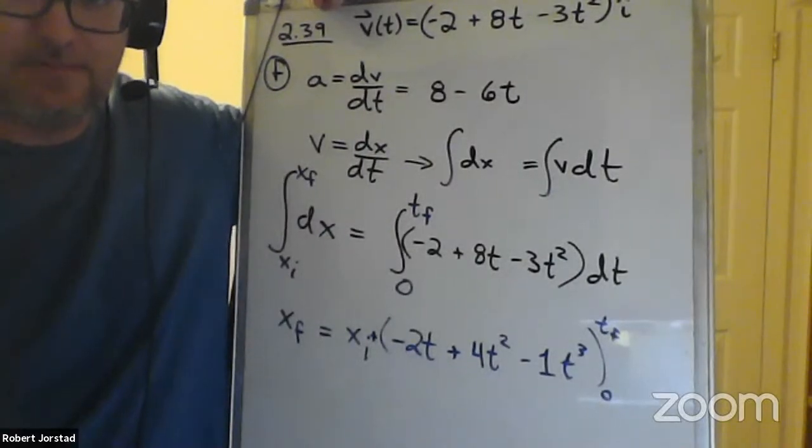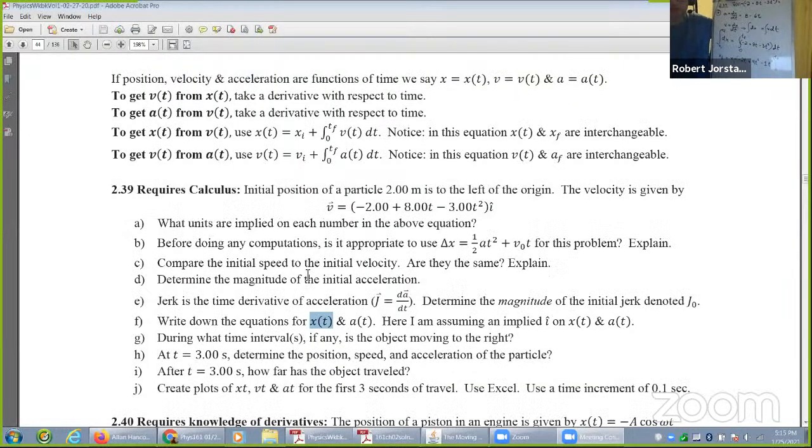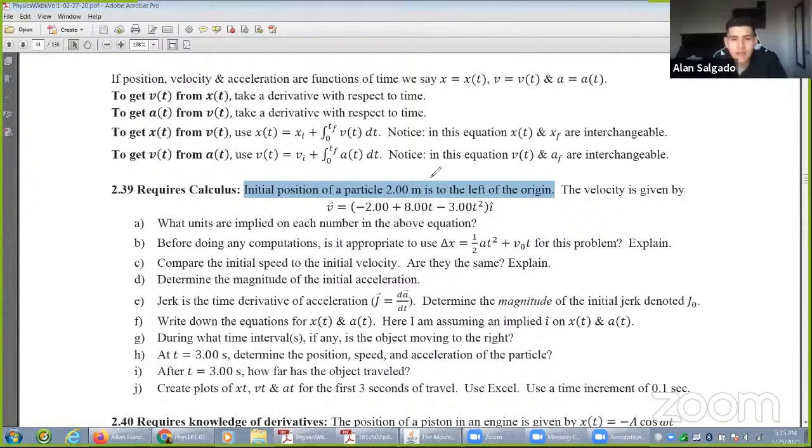It says 2 meters to the left of the origin. So what does that tell us? Let me show everybody, Jake. Give me a second. He's looking right here. The initial position is 2 meters to the left. What does that sentence mean? That it's -2 meters. X initial is -2.